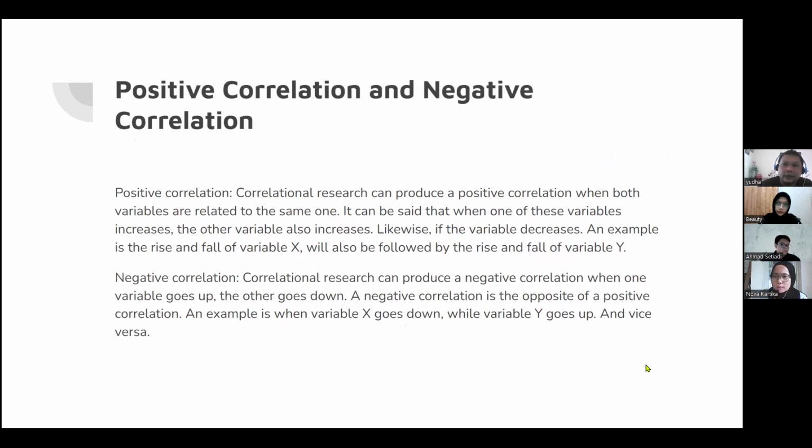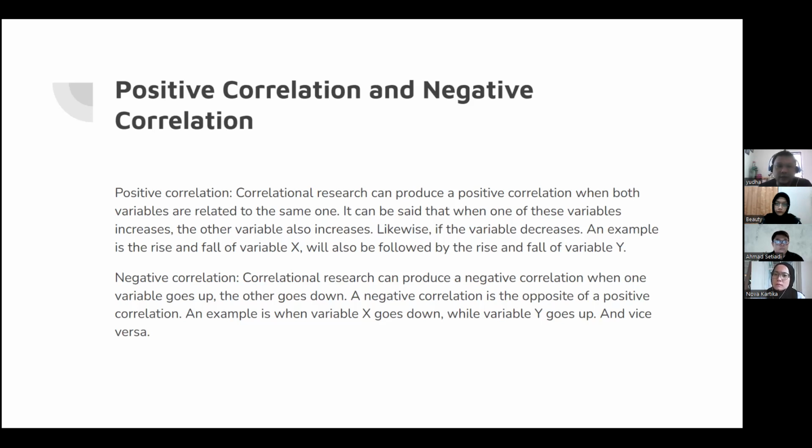And then we have the positive correlation and negative correlation. Correlational research can produce a positive correlation when both variables are related to each other. It can be said that when one of these variables increases, the other variable also increases, and likewise if the variable decreases. An example is the rise or fall of variable x will also be followed by the rise or fall of variable y.